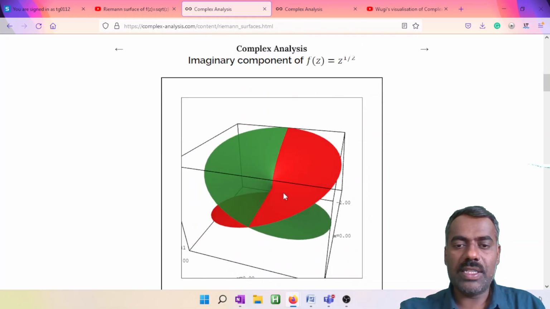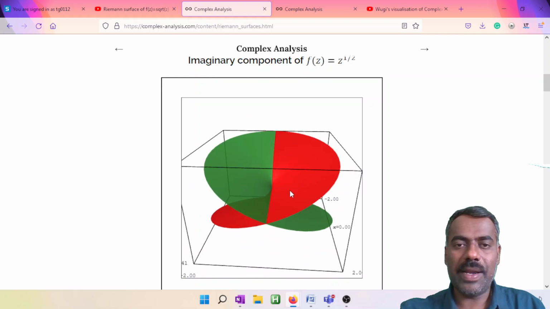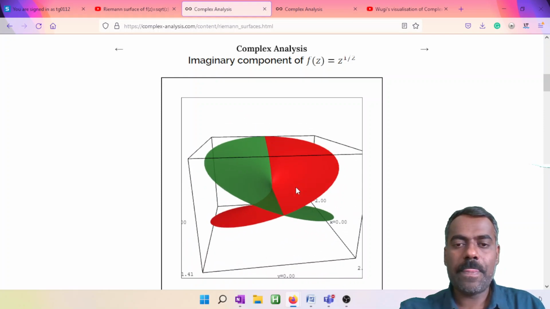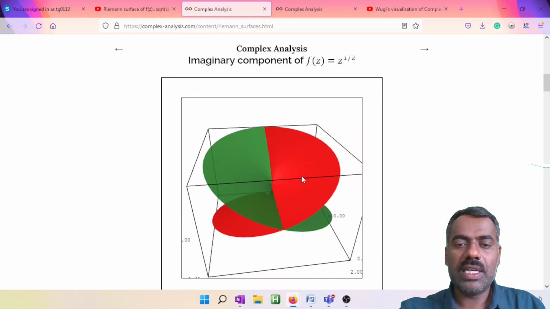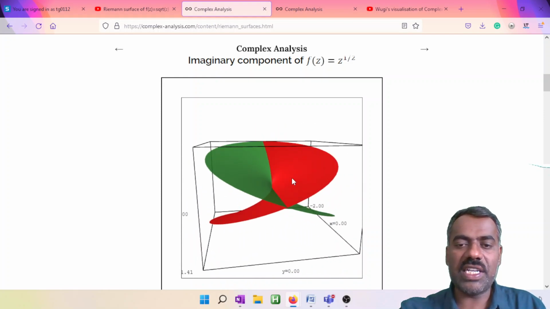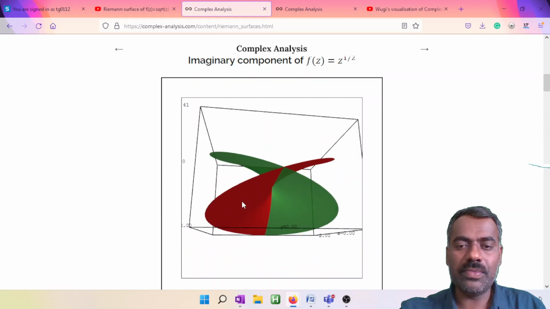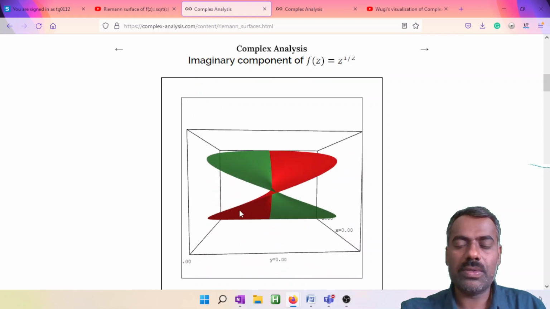This picture is the imaginary part. How does it look? This red sheet, half of this red sheet is here and half of the red sheet is below. Is that clear? Yes or no?